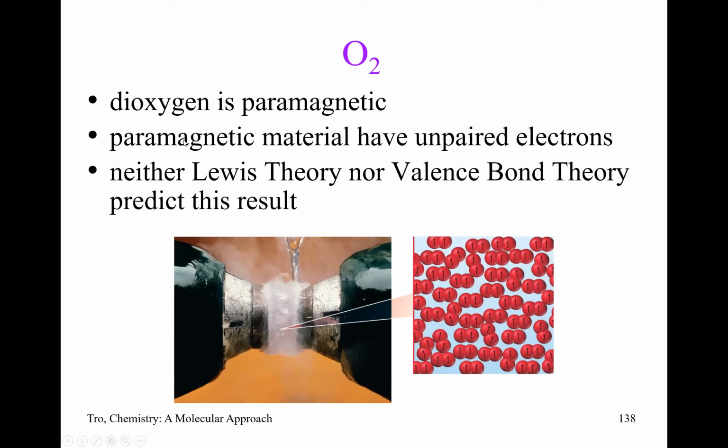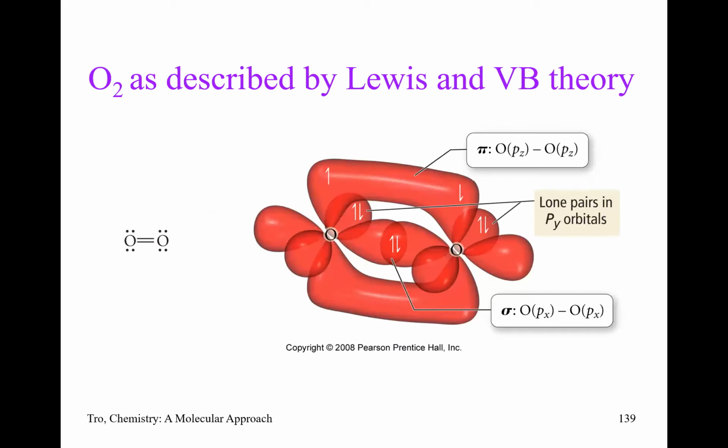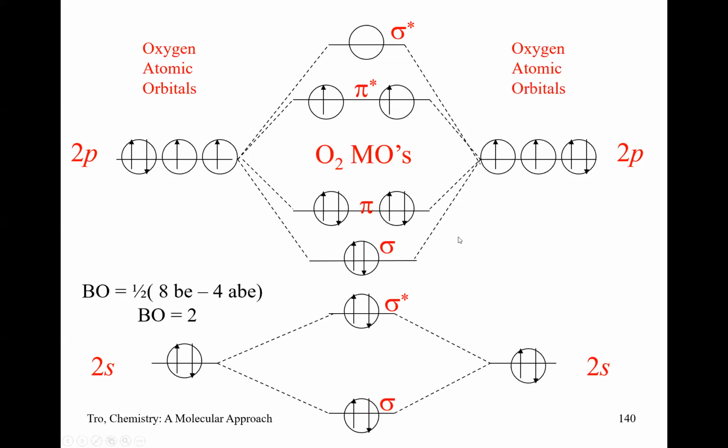And the only way for it to be paramagnetic is to have unpaired electrons. And the Lewis theory and the valence bond theory both don't predict that. And so here's the classic example of why you have to learn MO theory and why it is useful. On the left is everything we talked about that got you to the Lewis bond theory. On the right is the valence bond, which explains quite a bit more. And now let's do the MO.